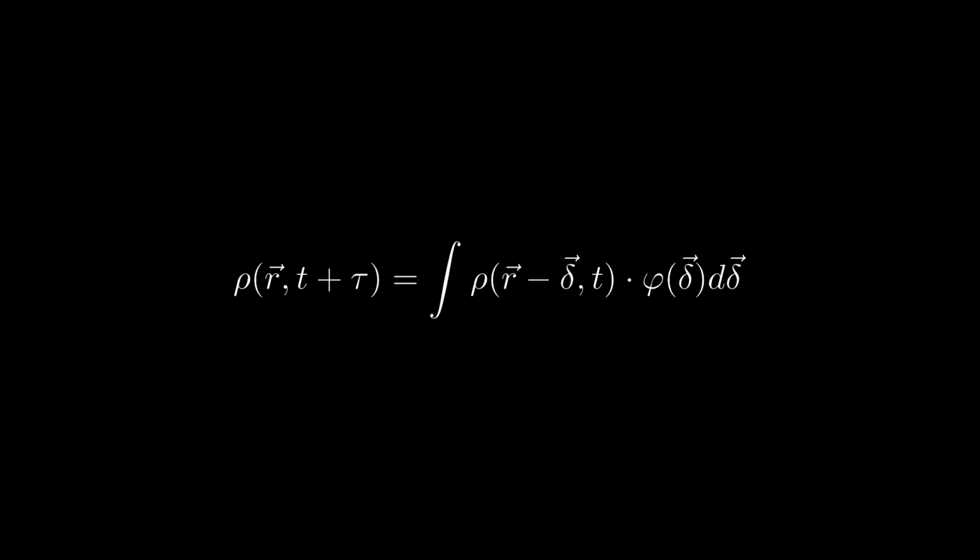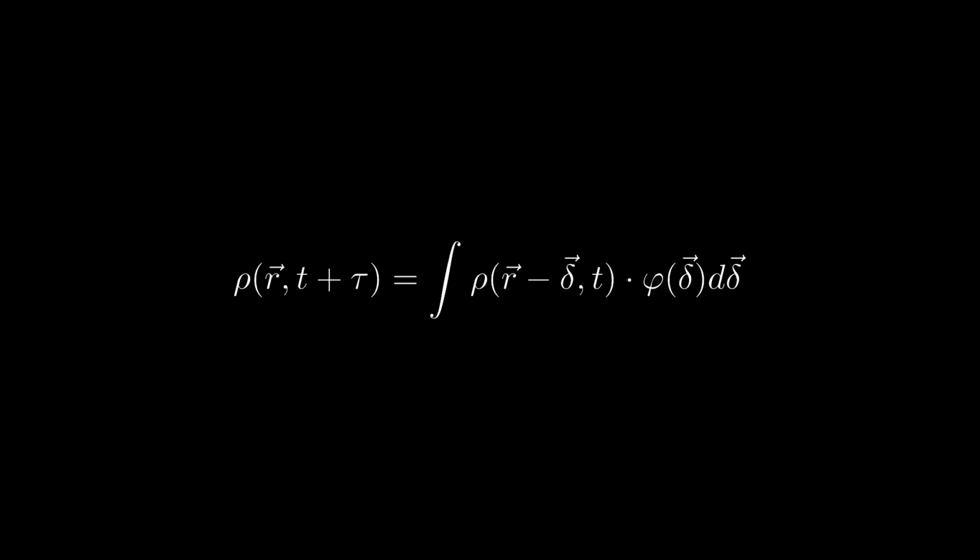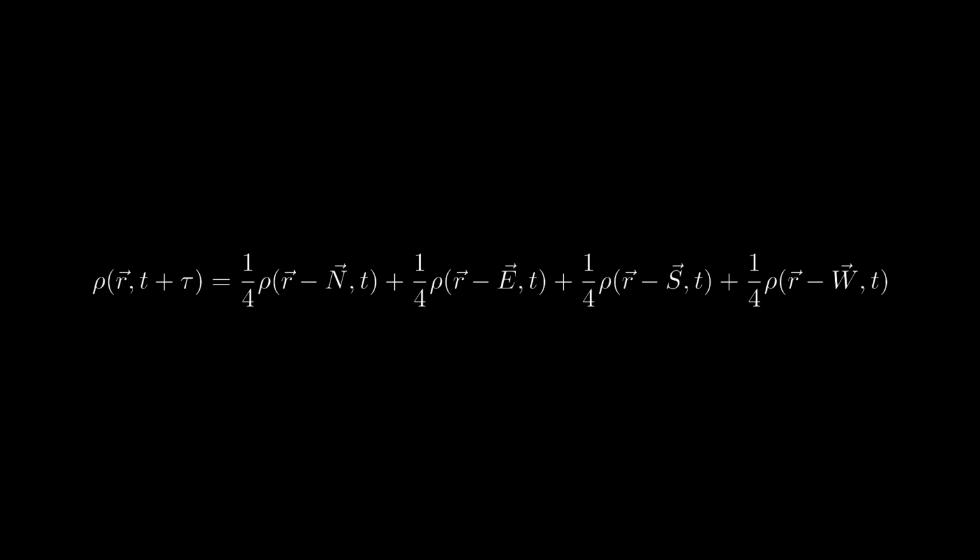Now, don't be intimidated by the integral sign. Thanks to our prior assumptions, this probability function is our saving grace. Because the probability of delta is equal to 1/4 for the four cardinal vectors and 0 for any other direction vectors, we can turn this into simple addition. The vectors N, E, S, W are vectors that represent north, east, south, and west respectively.